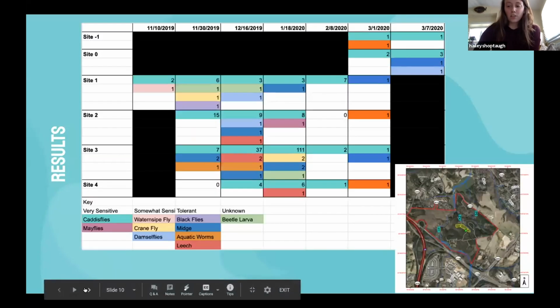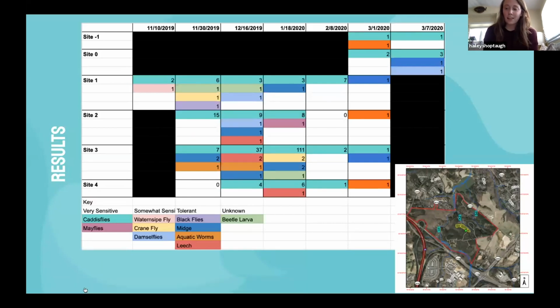And so this is a picture of what that data looked like. It's a bit messy because there was a lot that went on in my study, but I just recorded the number of individual macroinvertebrates I collected and color coded them based on what type of bug they were. There are a lot of blacked out sections on this chart.